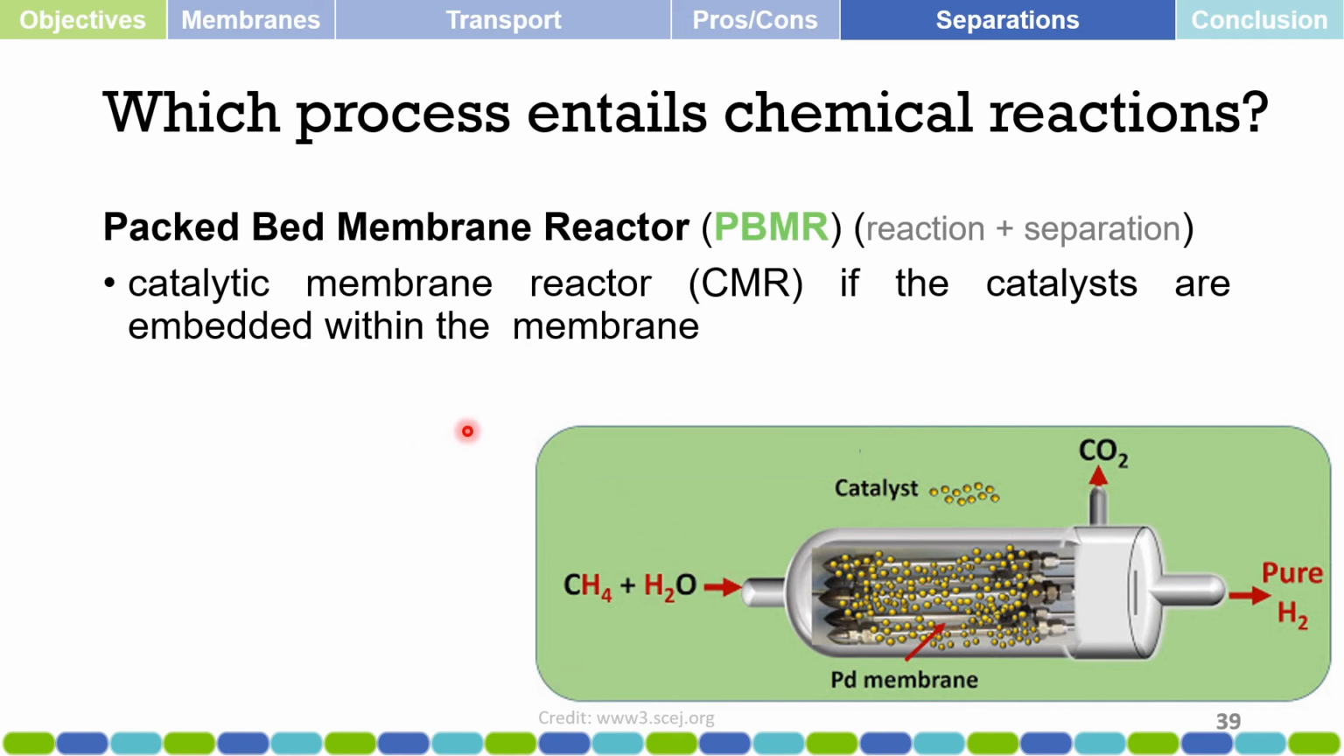The next membrane process would be the membrane process which entails chemical reactions, or the reactive processes. So it is the packed bed membrane reactor or PBMR, or we may call it catalytic membrane reactor if the catalysts are embedded within the membrane. So technically, this packed bed membrane reactor is applied to reactions which use catalysts, or catalyzed reactions. In this process, you combine the reaction and the separation process in one stage. So you combine unit operation and unit process in one step.